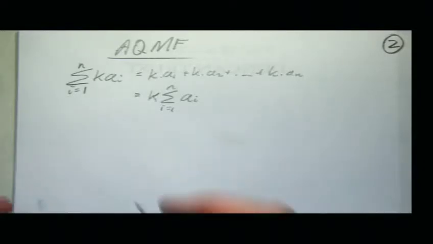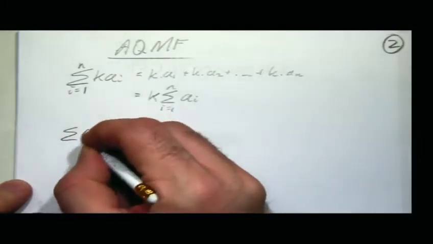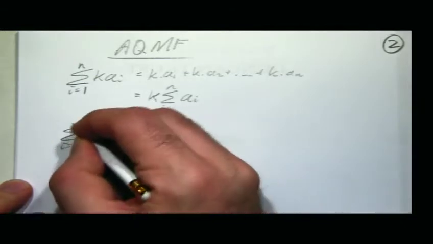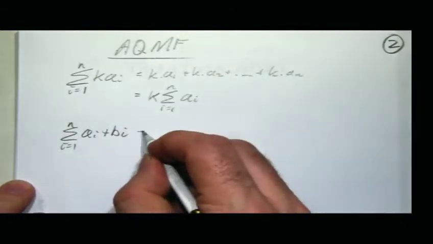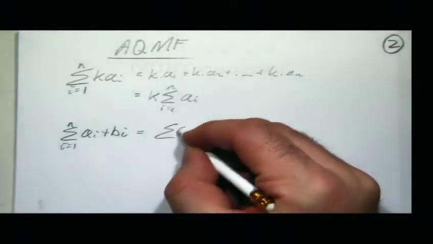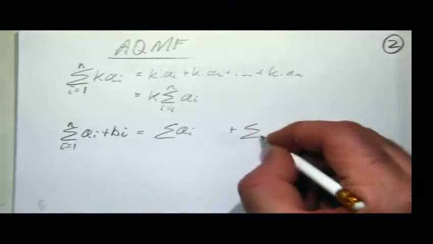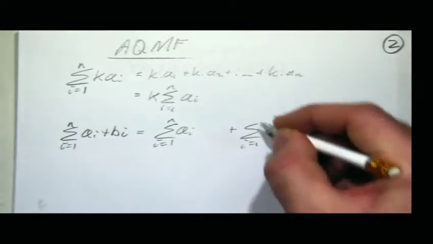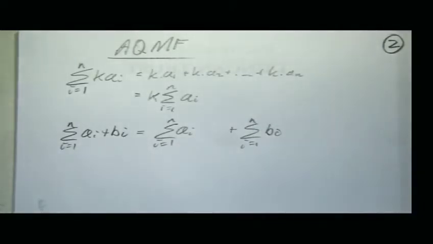The next thing that can happen: if I have the sum of ai plus bi, i equals 1 to n. Before, you saw me break up into the bits where the 4i bits and the minus 7 bits. This is the rule that says I can break that into the sum of the ais plus the sum of the bis. So this is saying that if I have a sum inside my thing, I can break it up. All right?